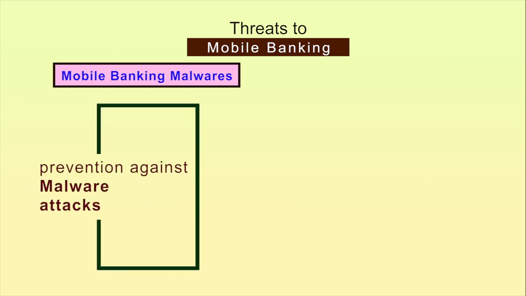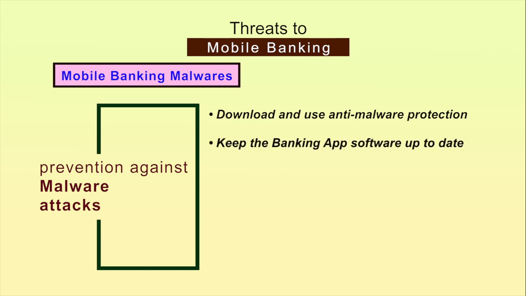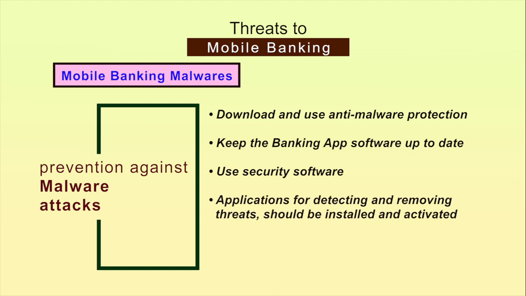For prevention against malware attacks, one must follow the following suggestions. Download and use anti-malware protection for the mobile phone or tablet device. Keep the banking app software up to date. Using the latest version of the software allows receiving important stability and security fixes timely. Use security software. Applications for detecting and removing threats including firewalls, virus and malware detection, and intrusion detection system, mobile security solution should be installed and activated. Reputed applications should only be downloaded onto the smartphone from the market after looking at the developer's name, reviews and star ratings, and checking the permissions that the application requests, ensuring that the request matches the feature provided by that application.